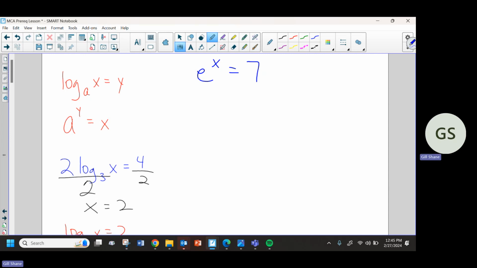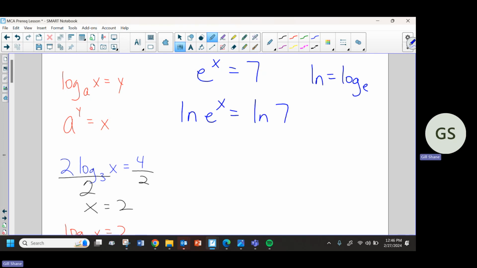Quick reminder, the natural log is the same thing as log base e. They mean the same thing. So if we're taking the log with that e as a constant as the base, that's where that natural log function came from. So what I could do is I could take the natural log of e to the x. If I do that on one side, I got to take the natural log of the other side, 7.